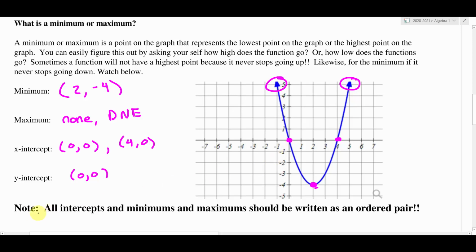Okay? And the other thing you should remember, all intercepts and maximums and minimums should be written as ordered pairs. All right? That means that you have your x comma y complete with a set of parentheses.